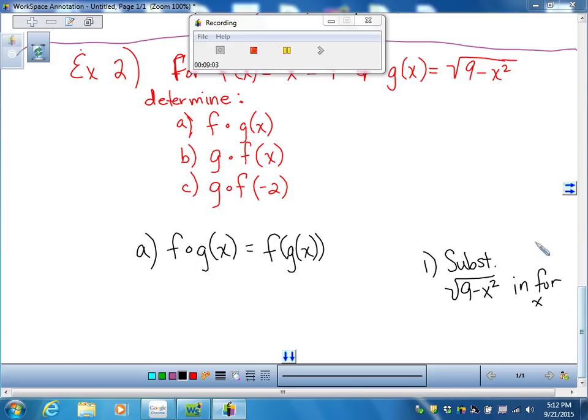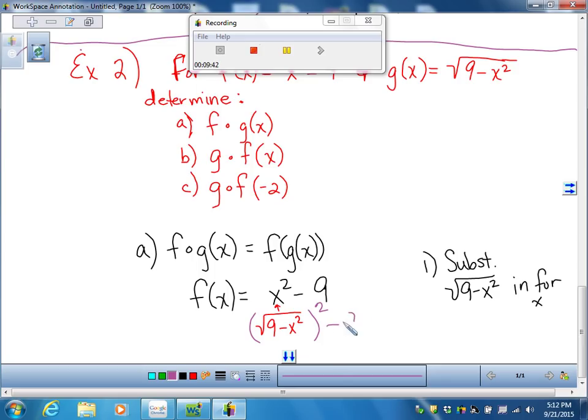So the first thing I'm going to do is write down my f of x function. It's equal to x squared minus 9. And in place of that x right there, I'm going to take it out and put in some parentheses. And I'm going to be replacing that x with the square root of 9 minus x squared. So square root 9 minus x squared goes in for the x. It's just taking out the x and replacing it. Minus 9 is going to stay the same out here to the side.